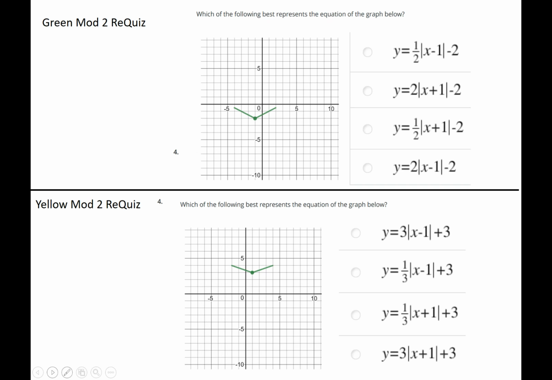Here we have to find the equation that actually represents the function. So for both quizzes, the skeleton of the equation is y equals a times the absolute value of x minus h, plus k. And remember, there also could be an a value out there, and that's going to be the slope that's in front. So I need to take that into account. So I'm going to kind of just set up the skeleton here. I know it's going to be x minus something plus something on both of them.